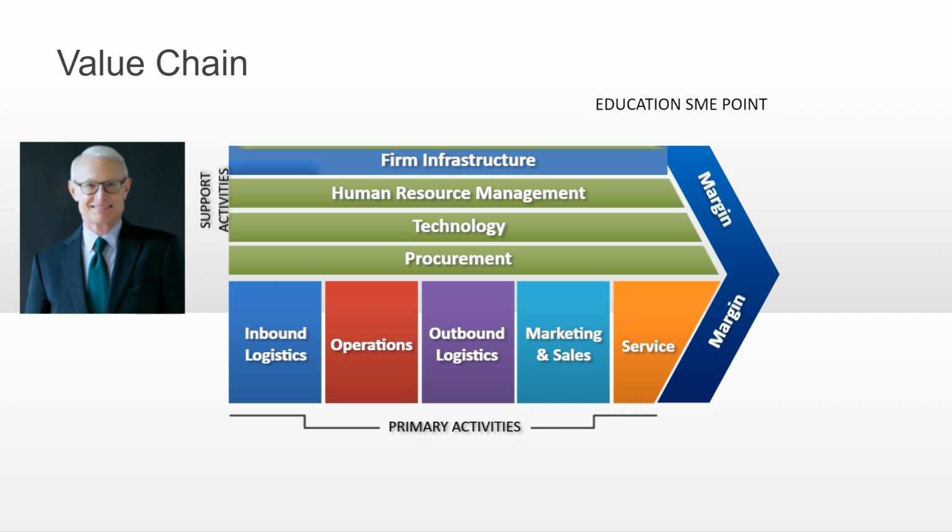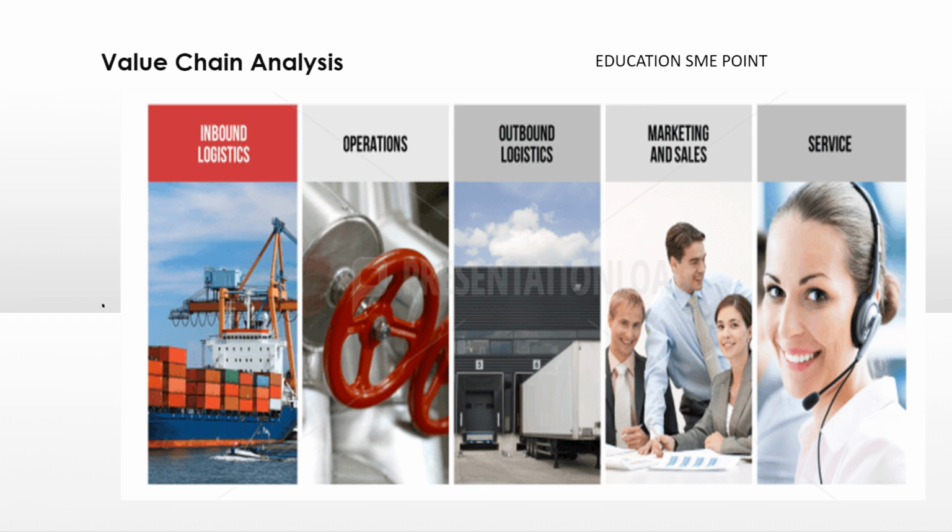Porter, who also created the 5 Forces model to show businesses where they rank in competition in the current marketplace, discussed the value chain concept in his book Competitive Advantage, Creating and Sustaining Superior Performance. Primary activities are directly concerned with creating and delivering a product. They can be grouped into 5 main areas: inbound logistics, operations, outbound logistics, marketing and sales, and service.